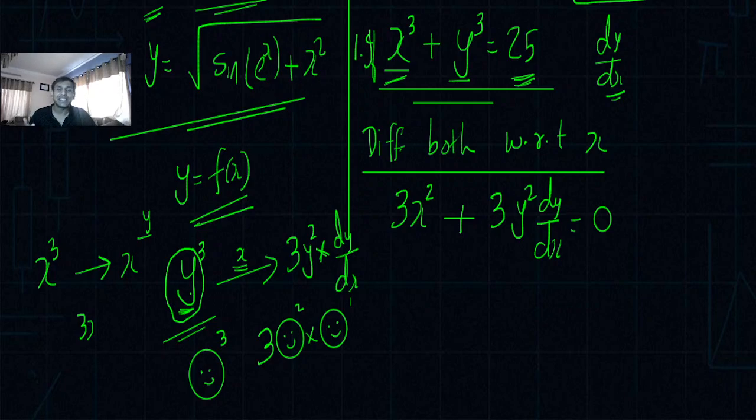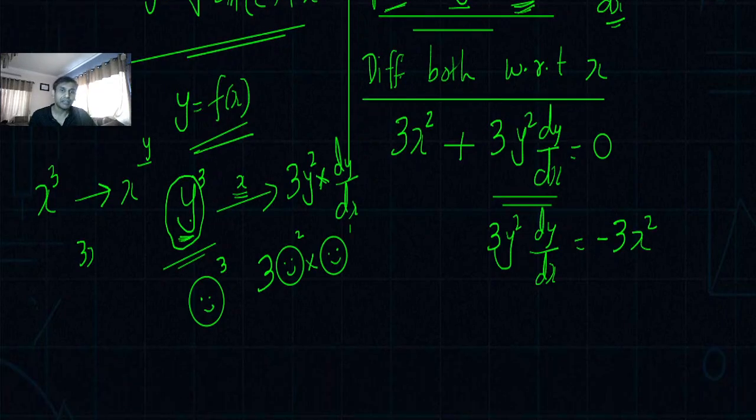Now this is basic algebra. You have to find dy by dx. That means you keep the terms with dy by dx on the left and take everything else to the right, subtracting 3x square on both sides and dividing both sides by 3y square. So dy by dx equals minus x square by y square.